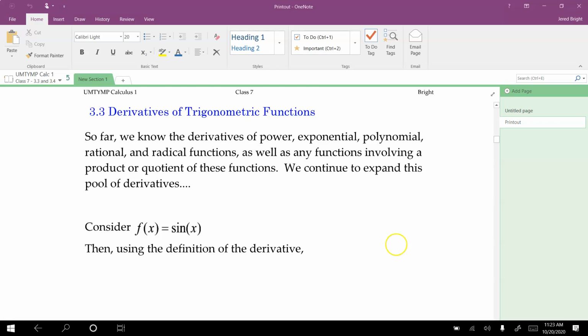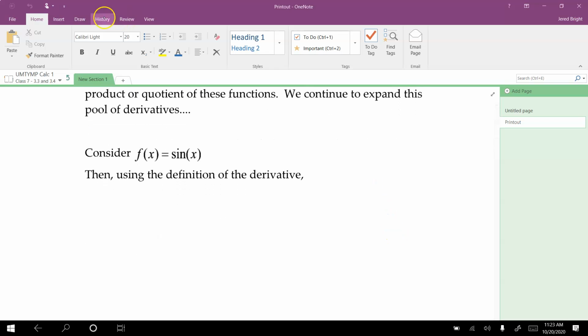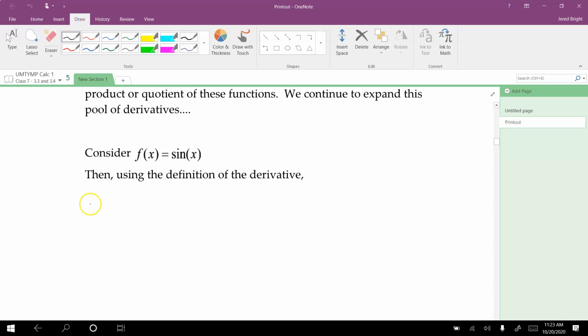Well, let's just use the basic old definition. That means we need to look at the limit as h approaches 0 of f of x plus h, so it would be sine of x plus h, minus f of x, so sine x, all over h. Okay, well, this is kind of interesting.